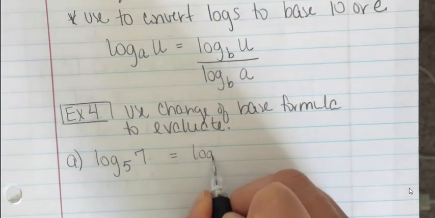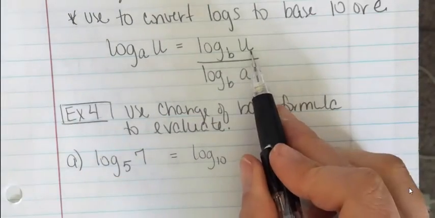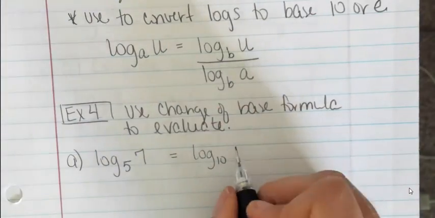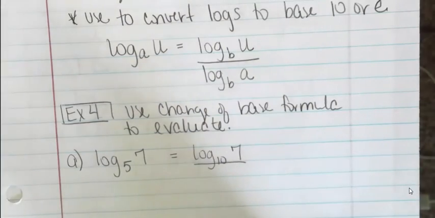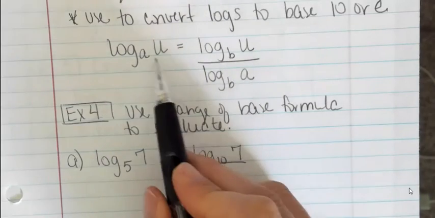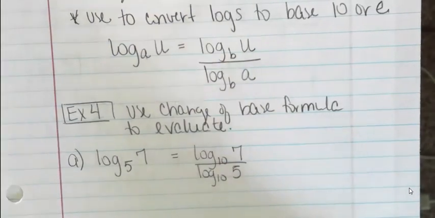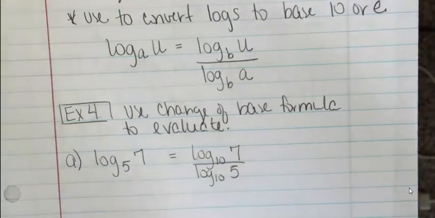So I'm going to do log base 10, because that's the base that I want, of the input, right? That U, that's the input, so that goes on the top. Over, same exact base, log base 10, of the base. Okay, that goes on the bottom. So here it's 5.